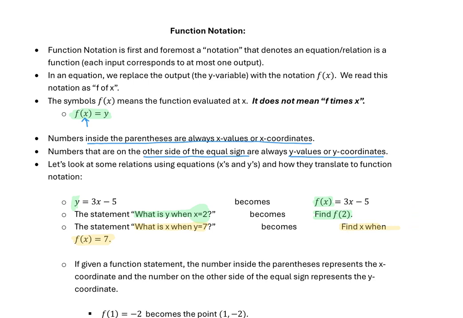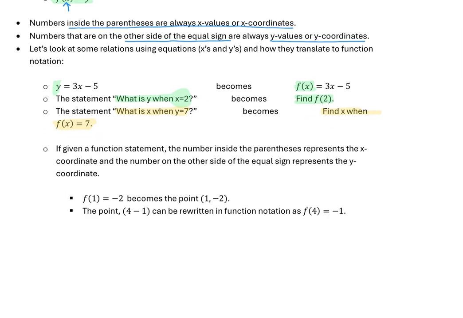Okay, so the main thing to remember, if given a function statement, is that the number inside the parentheses represents the x-coordinate, and the number on the other side of the equal sign represents the y-coordinate. So for instance, if I tell you f of 1 is equal to negative 2, what this means is when x is 1, y is negative 2. And remember, points are always x comma y. So 1 becomes my x-coordinate, and negative 2 becomes my y-coordinate.